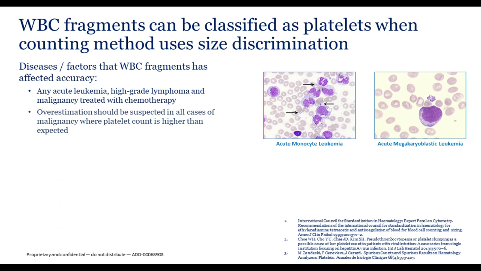WBC fragments can be classified as platelets too. If you take a look at the smear around the white blood cells and where the arrows are pointing, you can see these small white blood cell fragments. And certainly any acute leukemia or high-grade lymphoma or malignancy treated with chemotherapy can be a major contributor to false increase in platelet count. On the far right-hand side, acute megakaryoblastic leukemia is one of the key reasons we see these WBC fragments. We should always be alert that overestimation should be suspected in all cases of malignancy where the platelet count is higher than expected.